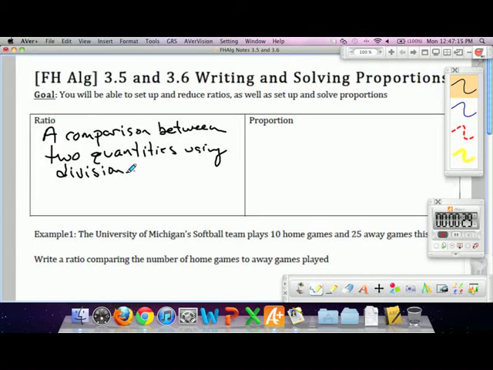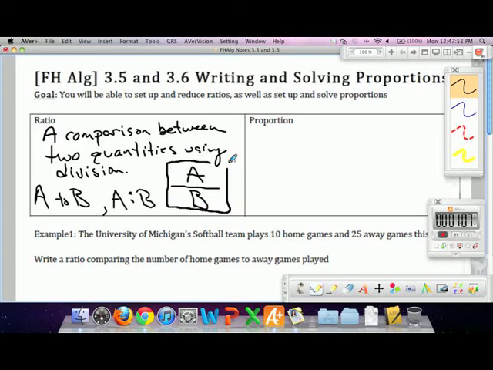There's, say, A to B. You can write it with words. Or you could write it using what's called a colon, using division. Instead of using the word "to," you could symbolize it with a colon. Or most importantly, what we're going to focus on is comparing them using a fraction. Since fraction bars just mean divide, we'll compare using a fraction. These three say the same thing, comparing A to B.